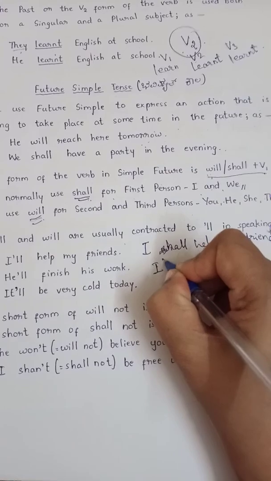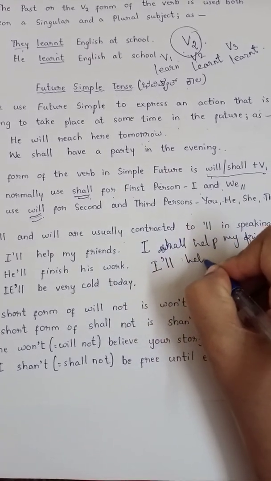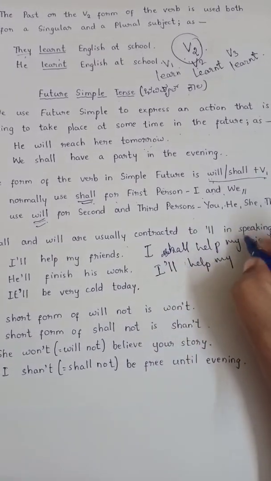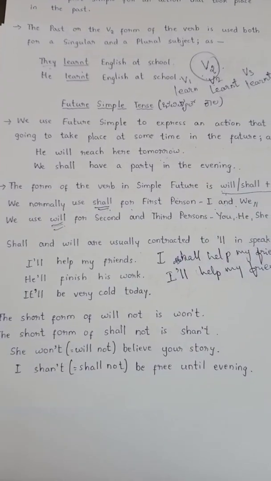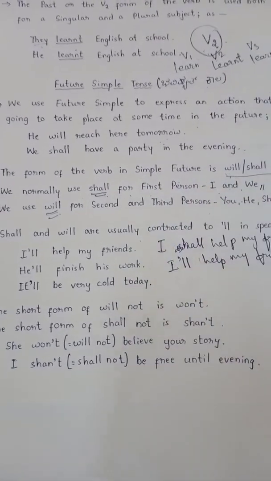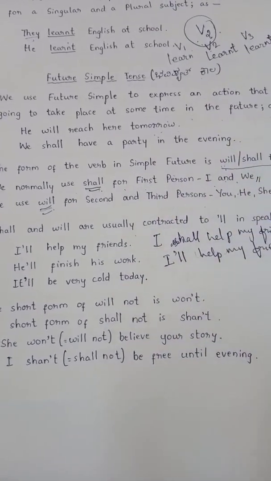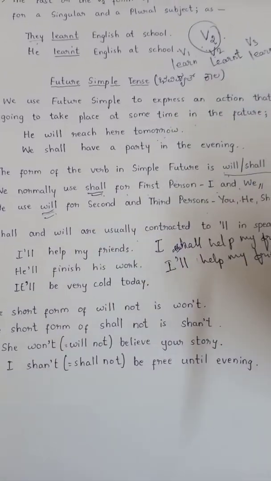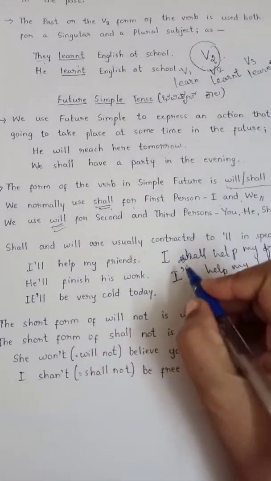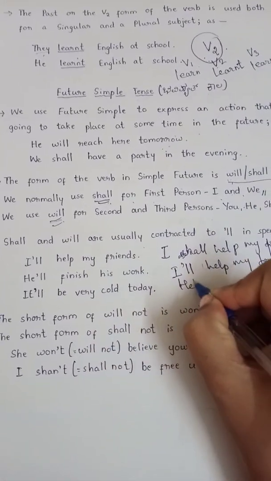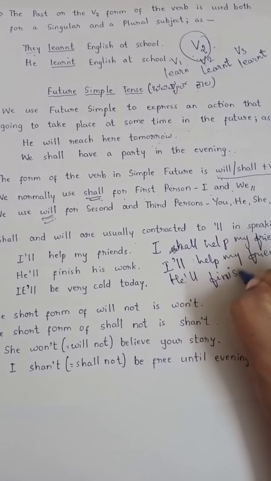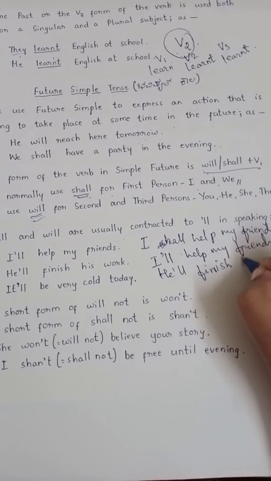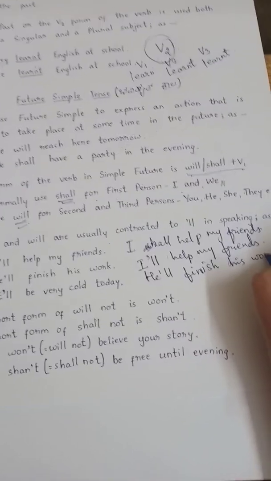So in short form, I shall help my friends. So normally what we'll do, we will use will. So normally, regularly what we'll do, we will leave shall and usually we use will for every sentence. So next see here, he will finish his work. Okay, how will we read this? We will read this as he will finish his work.